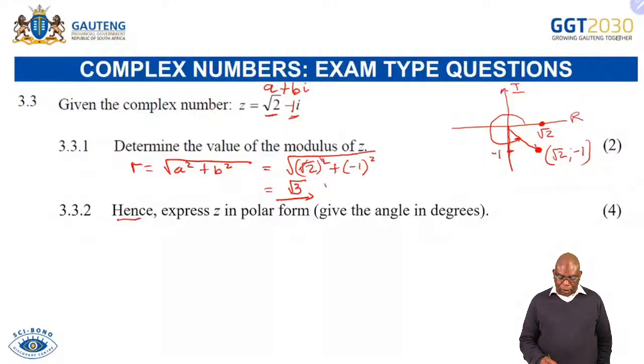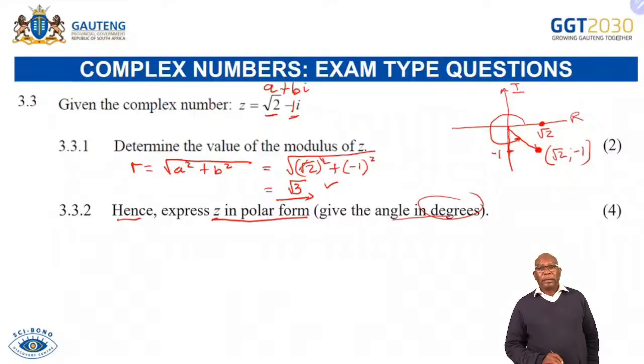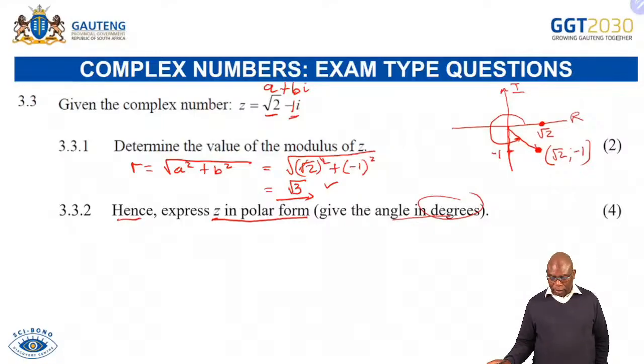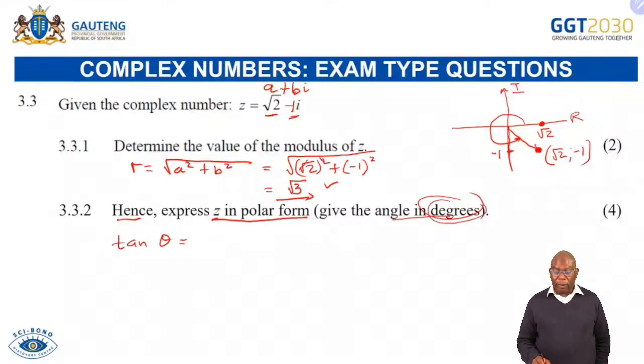Hence, now I've got the r. Hence, express this in polar form. Give the angle in degrees. Very important that sometimes we give the angles in radians instead of degrees. So what do we do for the modulus? So I'm going to say the tan of theta first because I need the angle.